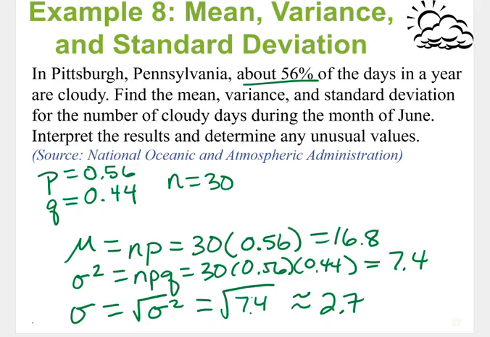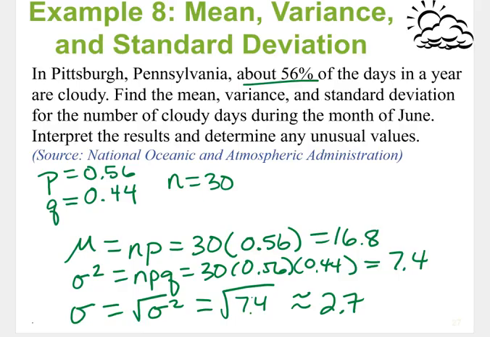Okay, so what does this mean in terms of words? In the month of June, the mean number of cloudy days is going to be 16.8 days. And our standard deviation is going to be about 3 days, right, 2.7. So the majority of days are going to be 17 days plus or minus 3, if we round each of those to the nearest day. All right, interpret the results and determine any unusual values.